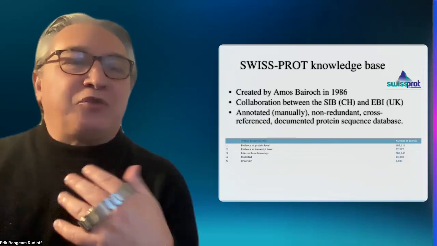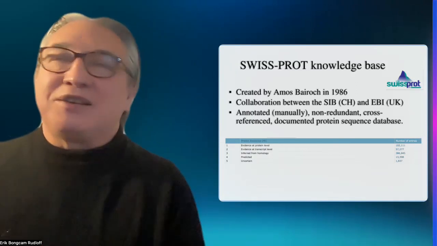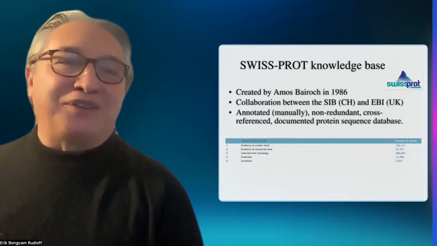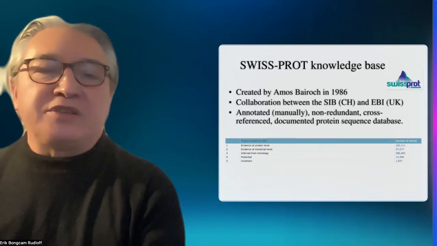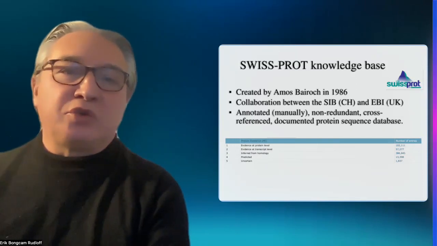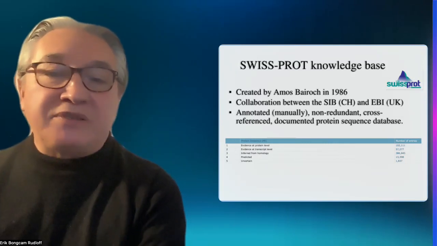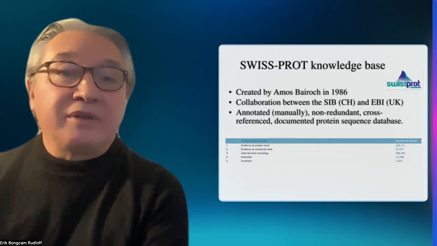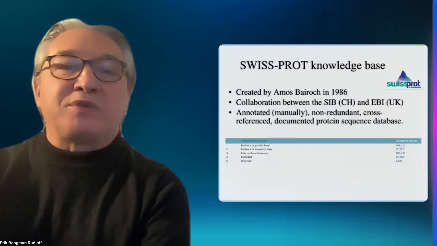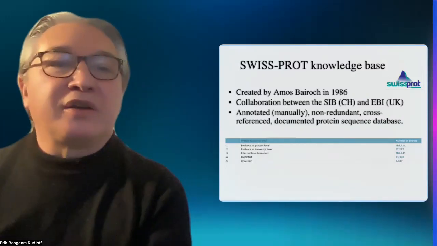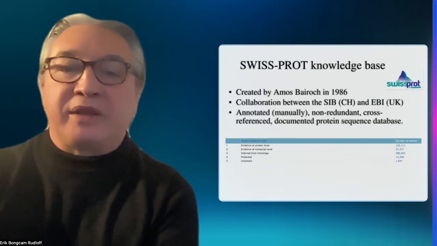So again, if you know the history, you will not forget what the differences are and why the names. Otherwise, it's very difficult to remember these things. There are so many names. But he created this together with the Swiss Institute of Bioinformatics and the European Bioinformatics Institute in the UK. The database is annotated manually, and I will repeat this several times because this is the biggest difference from the nucleotide databases that are not annotated manually in the same way.